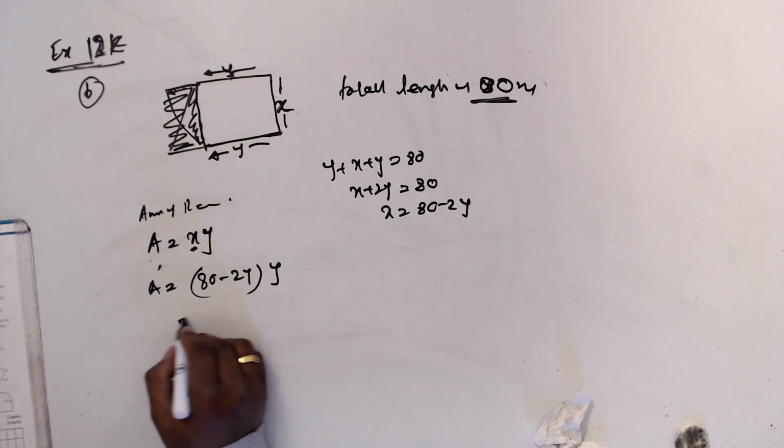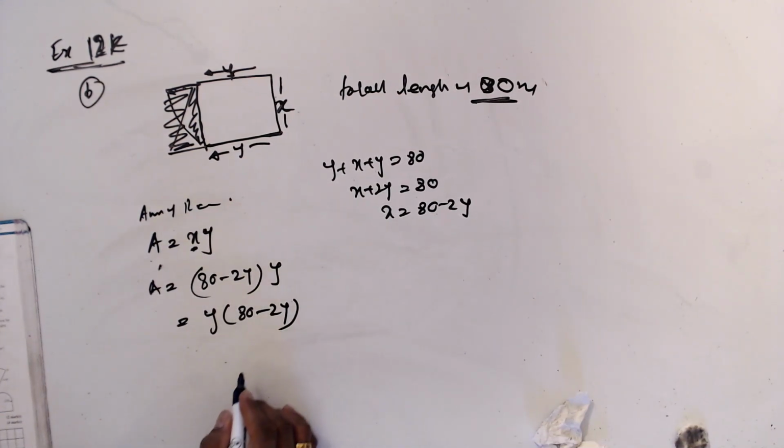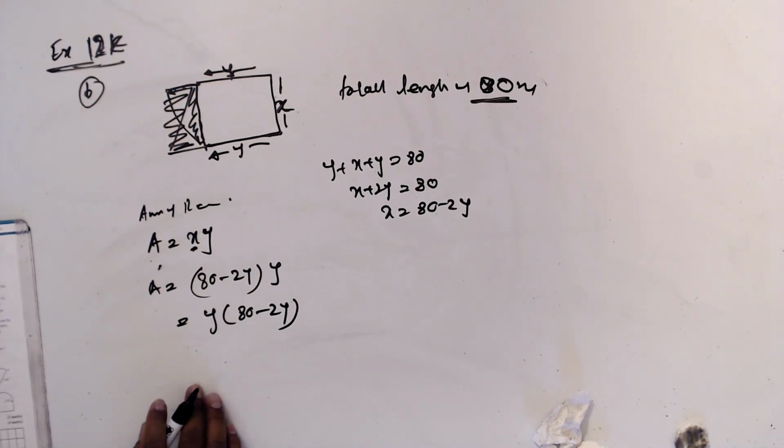Yeah, we'll bring the y to this side, then we get the answer. We have the answer. Now, part B, given that the area is a maximum for this length of fence.